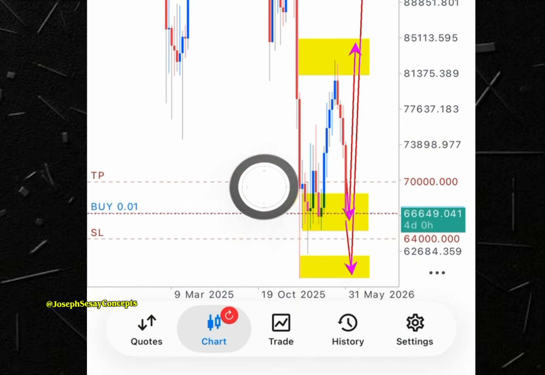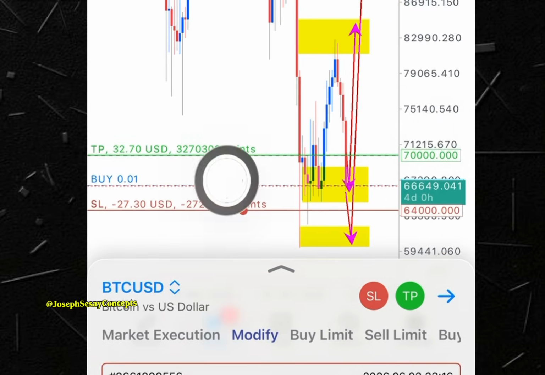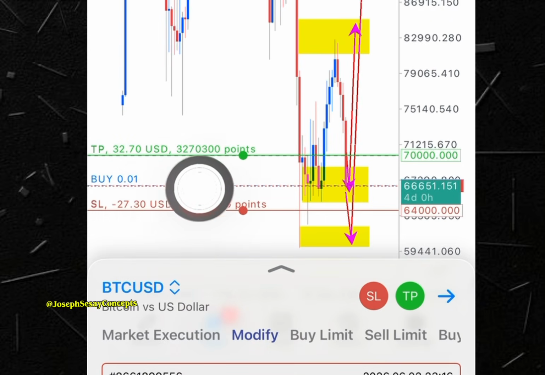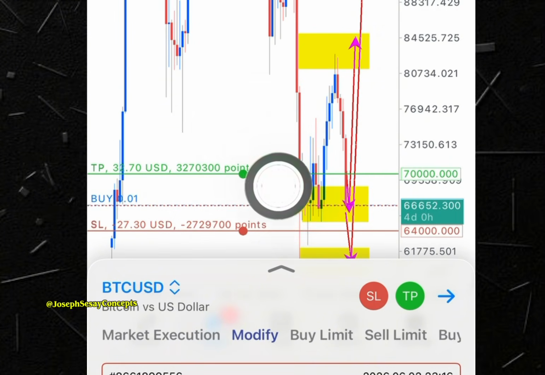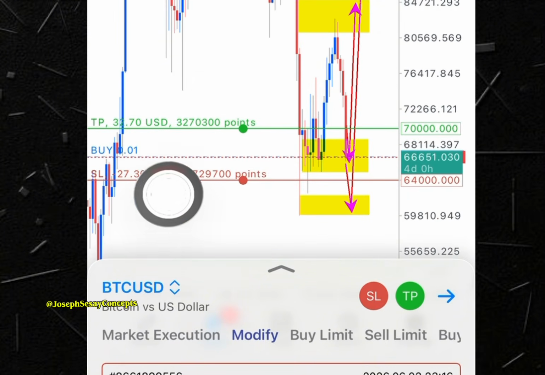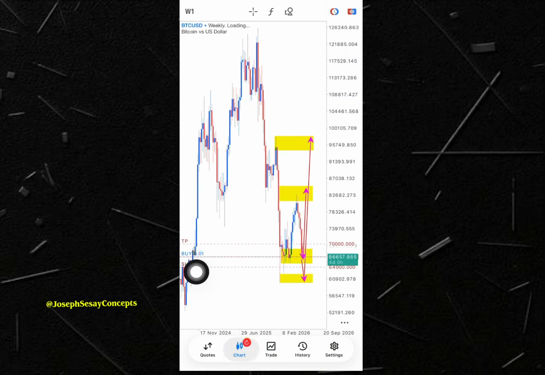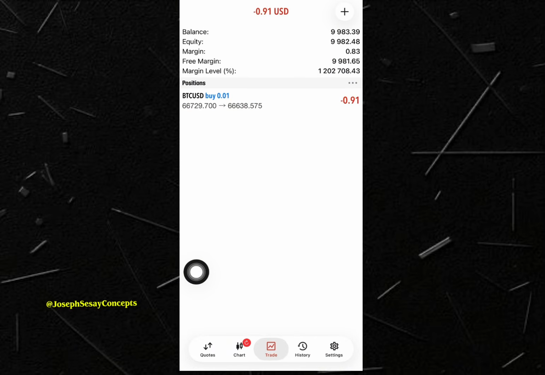You see your TP and SL. If you tap here, your take profit here is 32.70 USD. It shows you the amount of profit you are going to make. If the market moves to this price level, and this is the SL, you are going to lose $27. So now, why is it important to set SL?